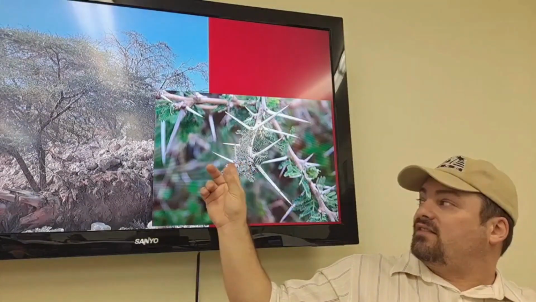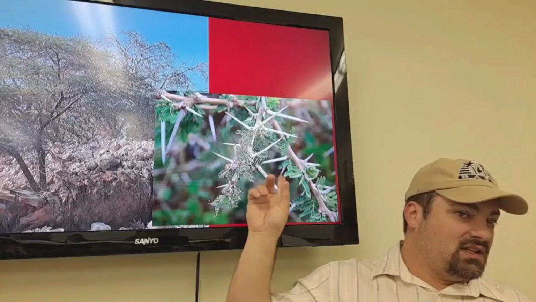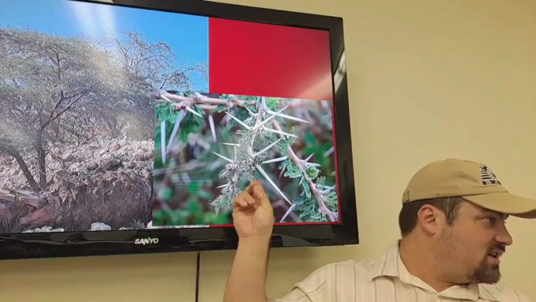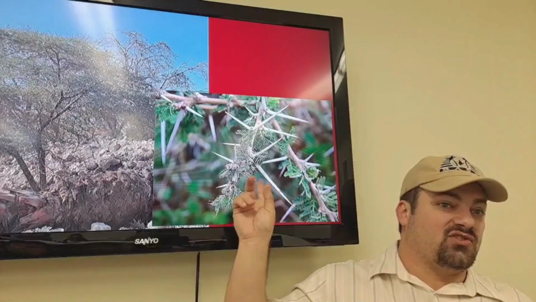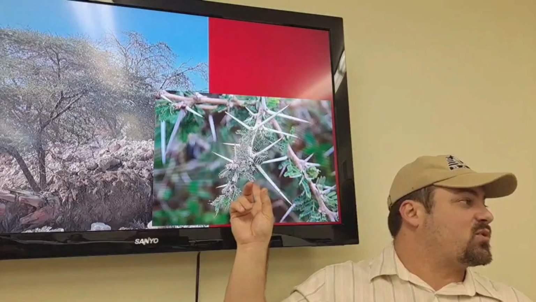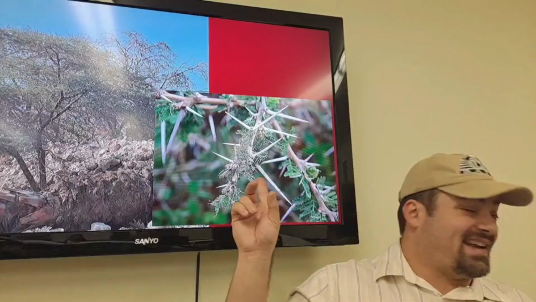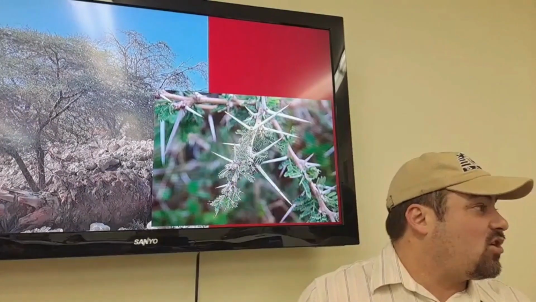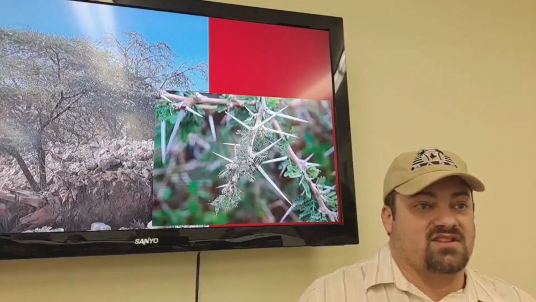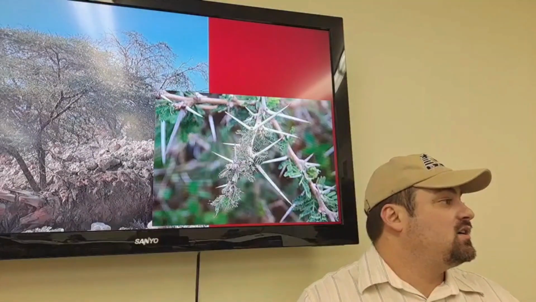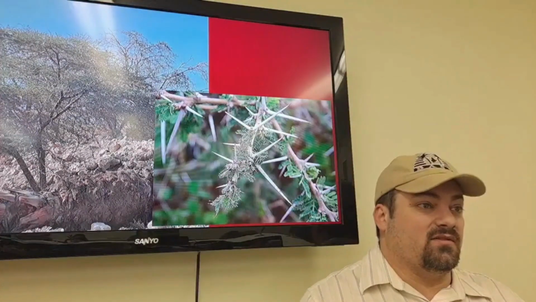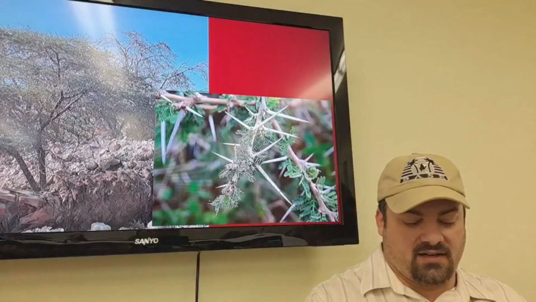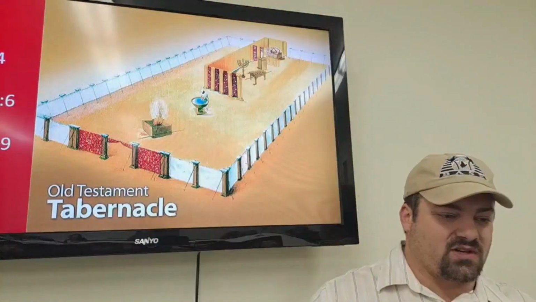This grows naturally everywhere. And many believe that when they made the crown of thorns, it was the acacia that they pulled it off of. And so you can imagine having that as a crown of thorns pressed on your head. And how fitting also, and we don't know that for sure, but how fitting would it be that all of the implements of the tabernacle where the sacrifices were done every year, Jesus would wear as a crown. Man.